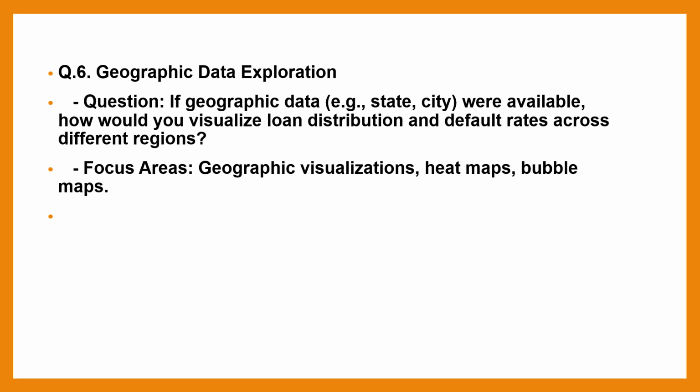And question 6, geographic data exploration. If geographic data such as state and city were available, how would you visualize loan distribution and default rate across different regions? Focus areas are geographical visualization, heat map, and bubble map. In my dataset, I do not have state and city columns, so I have not performed this question.